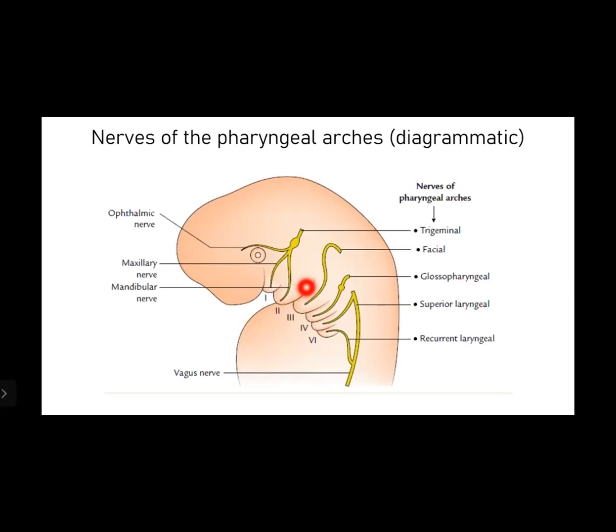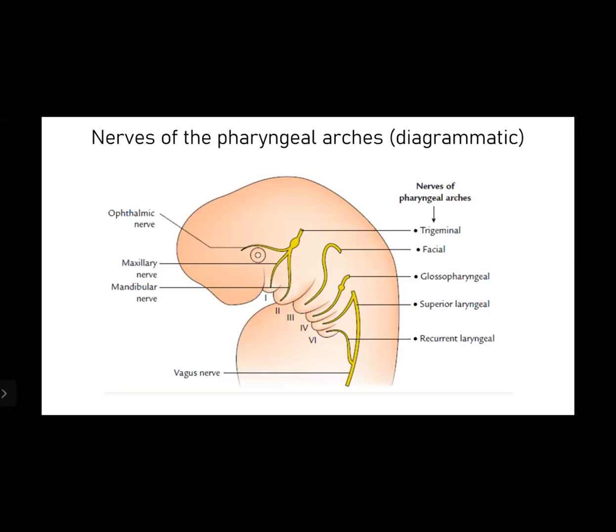Yeah, you remember that the first arch, which is the mandibular arch, gives rise to the maxillary process. So literally, this is the maxillary process which arises from the mandibular arch. Okay, so that is the second arch, which is supplied by the facial. And third, you have the glossopharyngeal. And fourth, you have the superior laryngeal. And then you have the vagus going down.